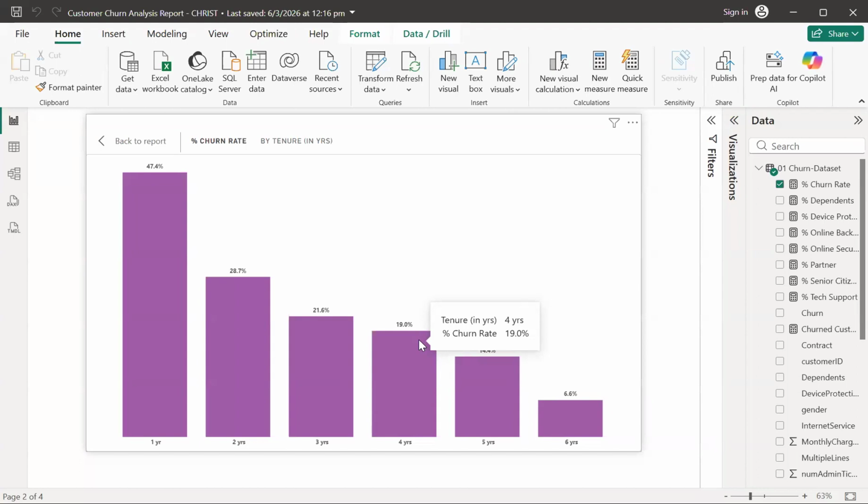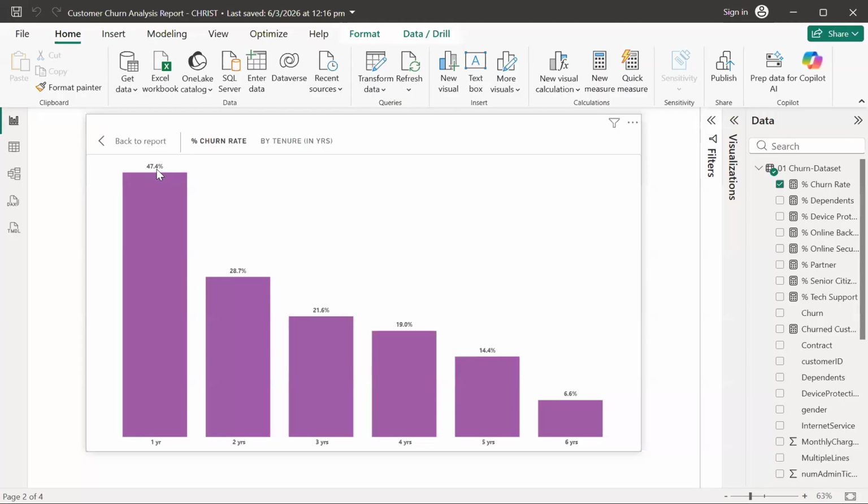Done, guys. If you have created it, you can clearly observe that the churn rate is decreasing as the tenure in years is increasing. In 1 year the churn rate is the highest. It is 47.4%, which is definitely very high. Which means that at the initial stage there's more chance of churn if the customer wasn't happy with the service, then the chance of churn is very high.